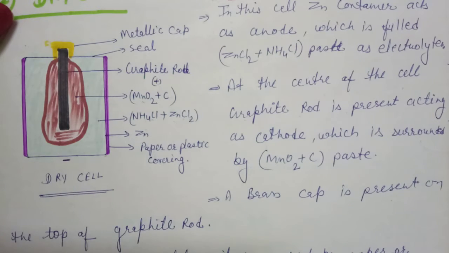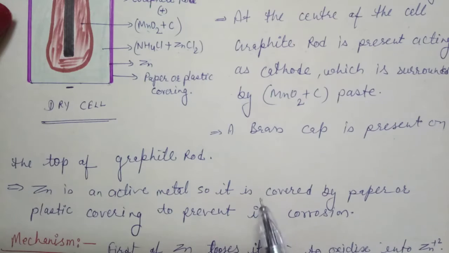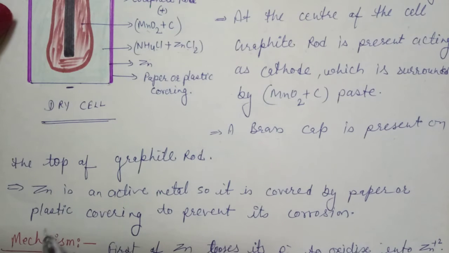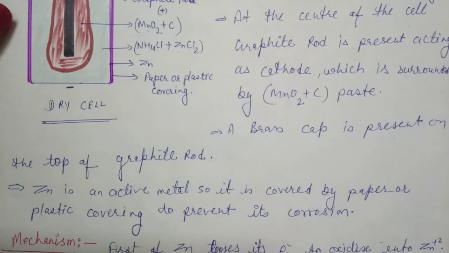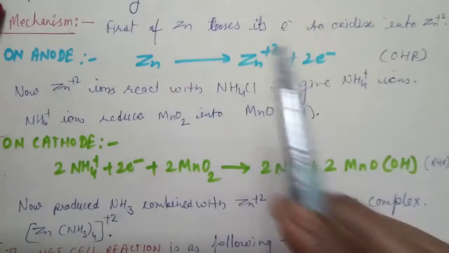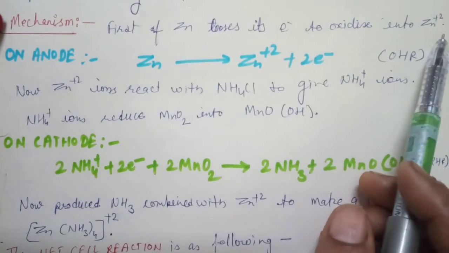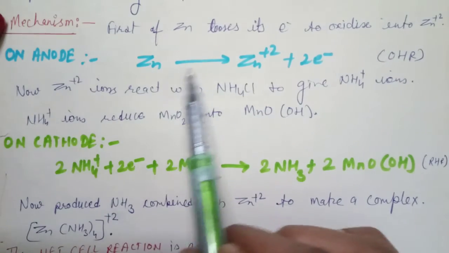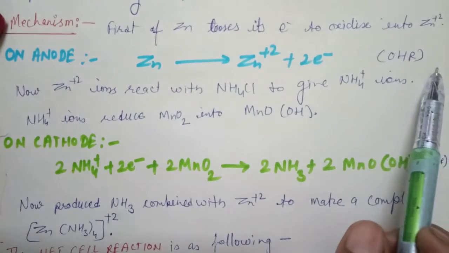Okay. Now here Zn is an active metal, so it is covered by the paper or plastic covering to prevent its corrosion from the atmosphere. Now what is the mechanism of the dry cell? First of all, Zn loses its electrons to oxidize into Zn+2. So on anode, Zn is converting into Zn+2 and losing 2 electrons. It is oxidation half reaction.